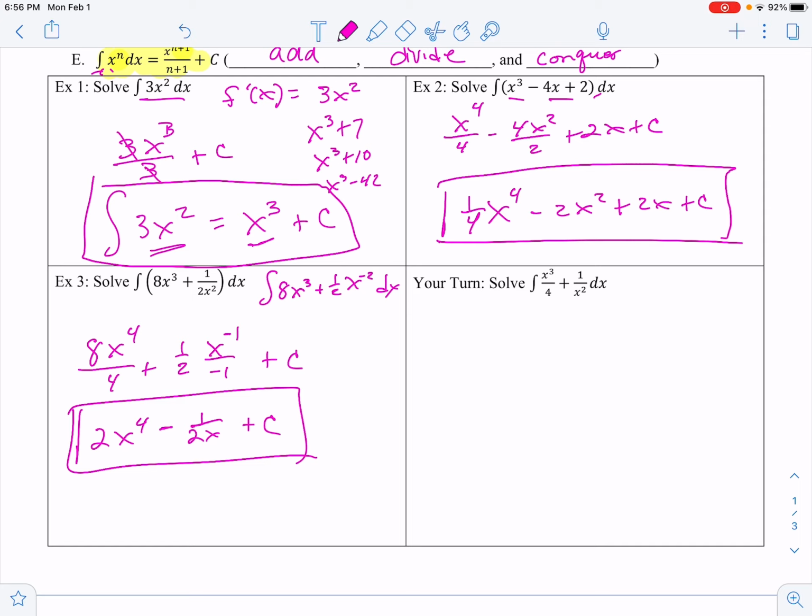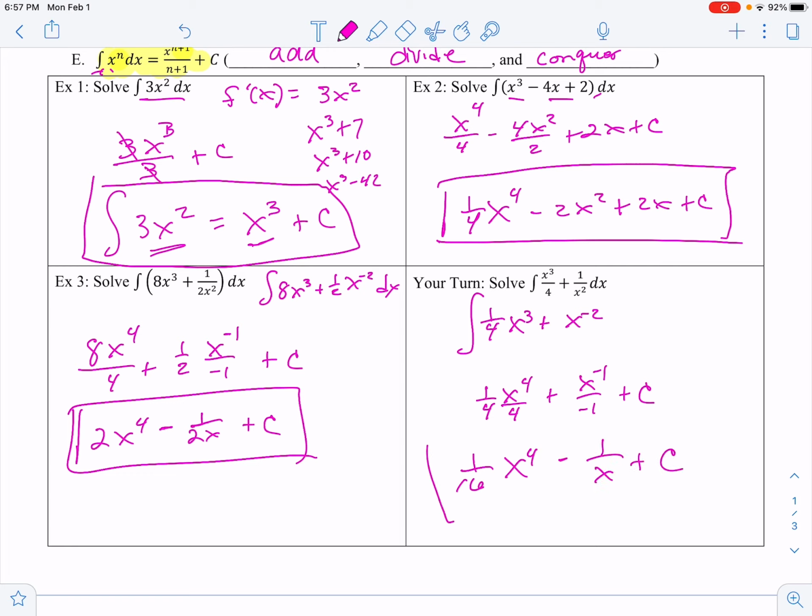This one I'd rewrite 1/4 x cubed plus x to the negative 2. So you have 1/4 x to the 4th over 4 plus x to the negative 1 over negative 1 plus c. So you get 1 over 16 x to the 4th minus 1 over x plus c. Good stuff.